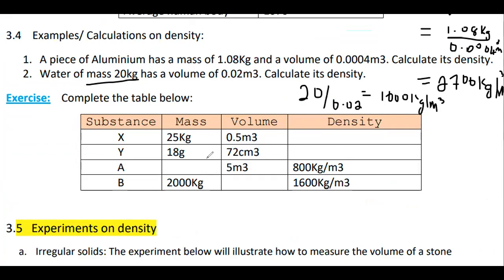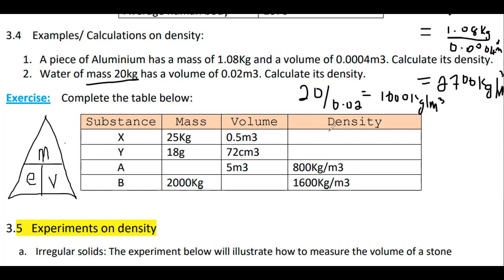Now let's look at this part down here. Let's look at these substances. Complete the table below. For this table, we have mass, volume, and density. Now we can make this small triangle like this. With this triangle, like we did in the previous lesson, we know that density is equal to mass divided by volume. So volume will be equal to mass divided by density, and mass will be equal to density times volume. We can use this to complete this table.